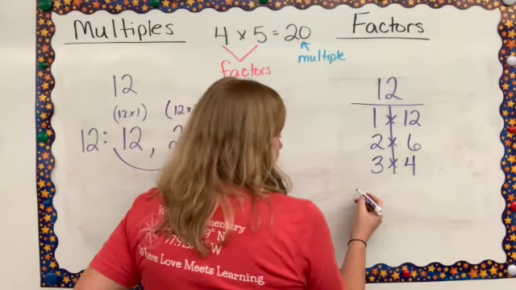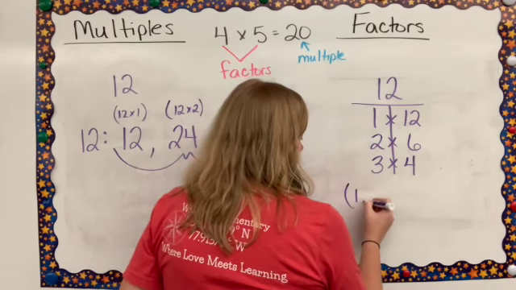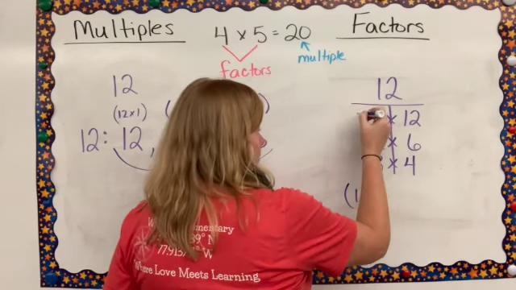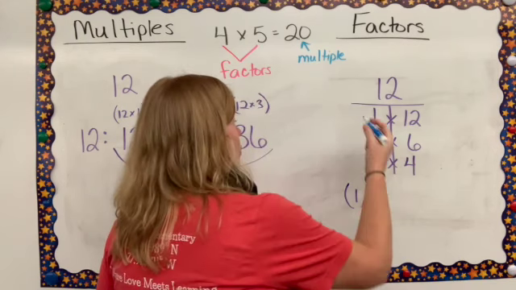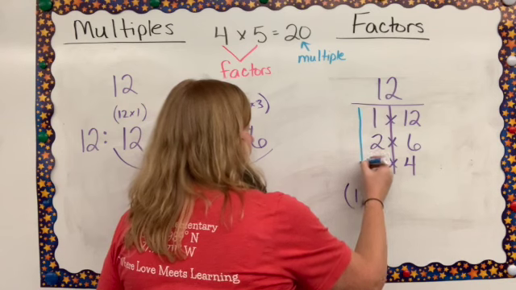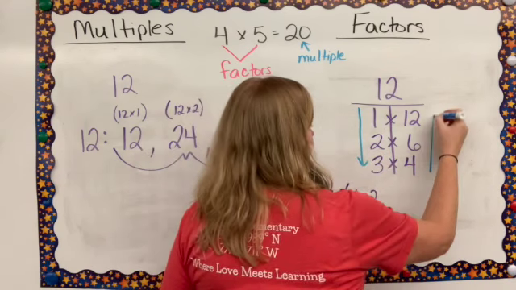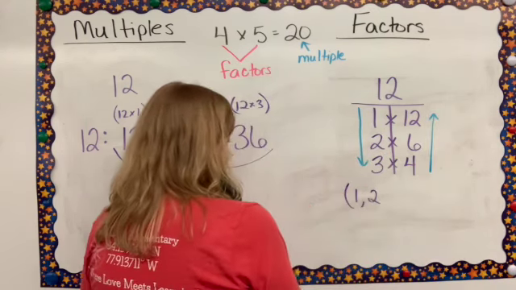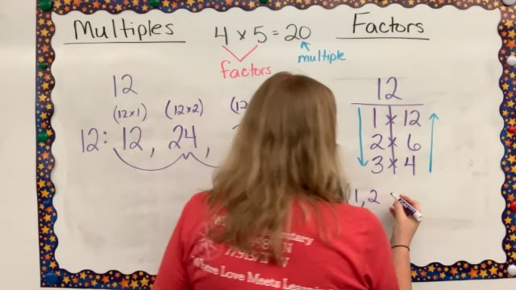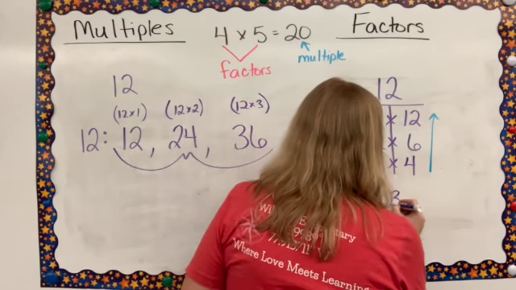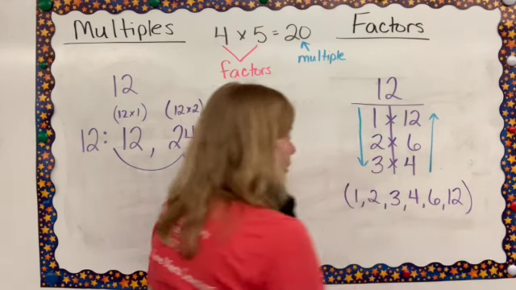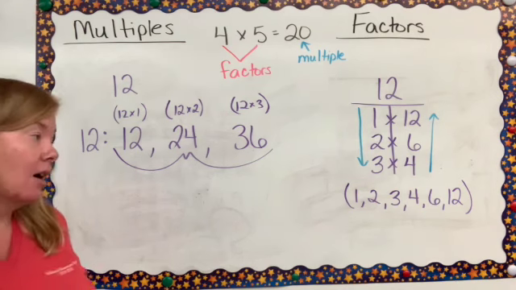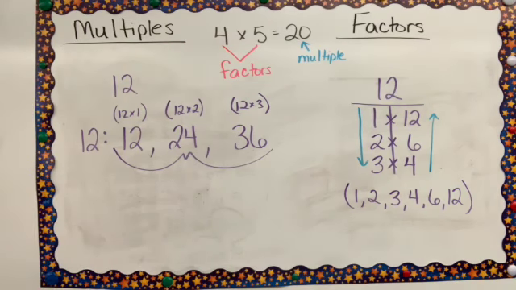And if I wanted to write those out, I would say 1, 2, because just like Miss Caldwell told you in her video, she said you have to go in numerical order. She said to go down and then up. Numerical order means put them in number order. 1, 2, 3, 4, 6, and 12. Those are the factors of the number 12. Perfect. Let's do another one.